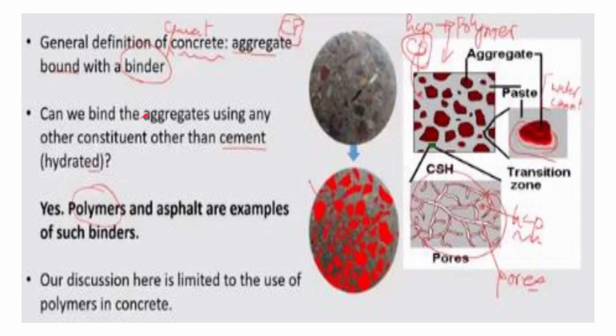So the question is, can we bind the aggregates using any other constituent other than hydrated cement? Basically what we use is the cement gel. But is there any option, other than the hydrated cement gel, which can be used for binding the aggregates? The answer is yes, and that is we can use polymers and asphalt. These are some examples of such binders. We will be restricting our discussion to polymers; studying asphalt is beyond the scope of this course. So we will be confined to polymer concrete.